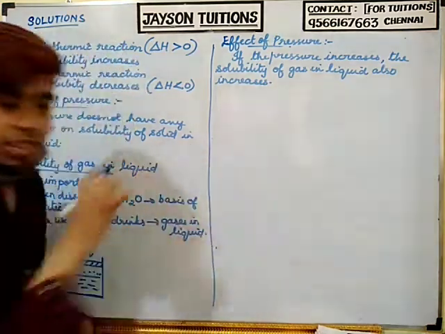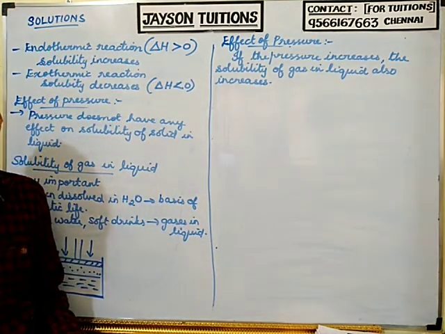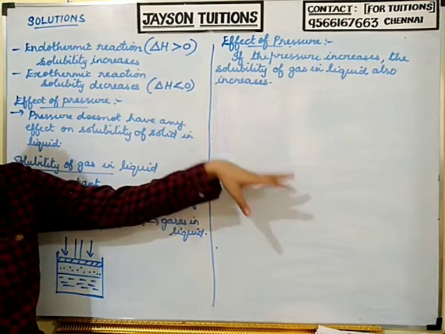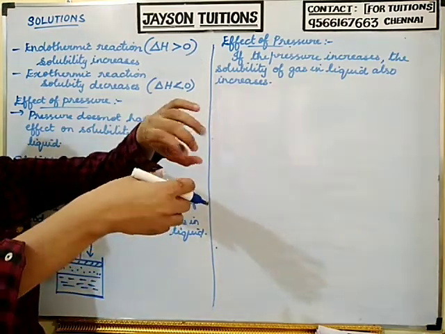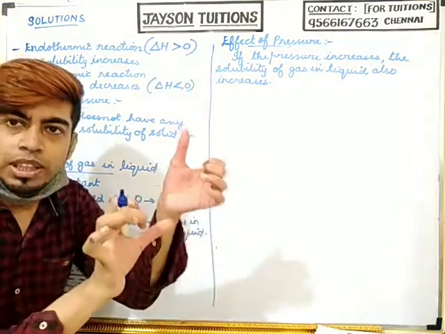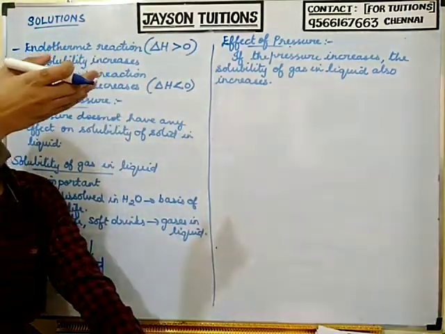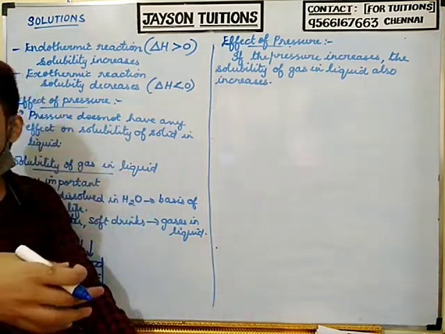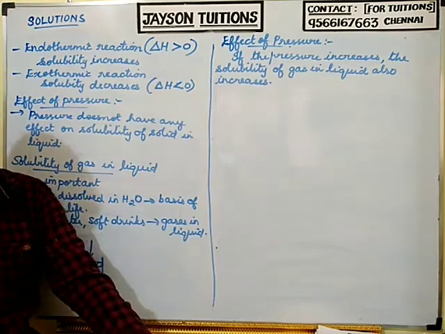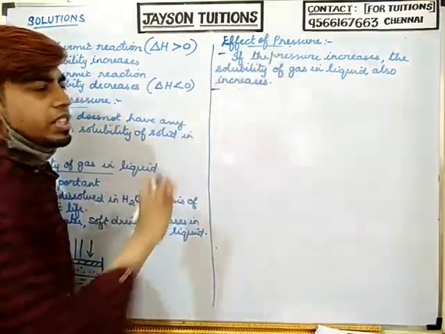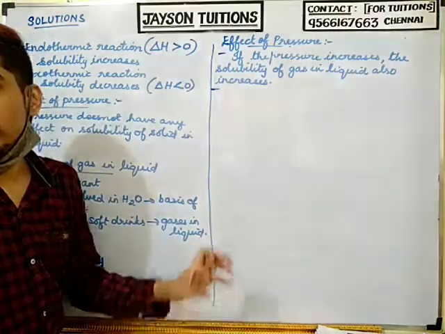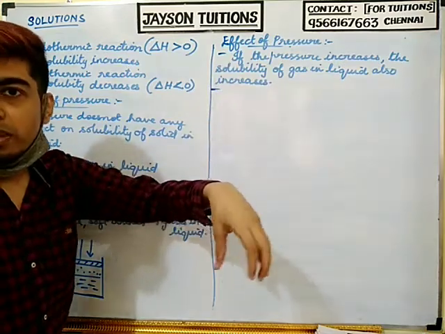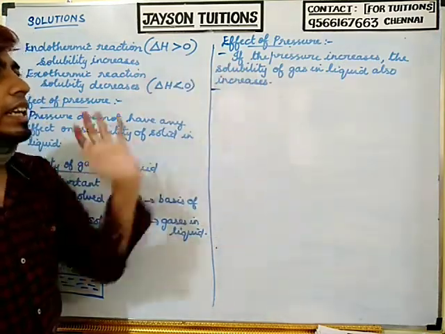Suppose I take one Pepsi bottle. In the Pepsi bottle, the carbon dioxide gas is dissolved in the Pepsi. Yes or no? It is dissolved with pressure. So when I open the bottle, the pressure is reduced, yes or no? So when the pressure is decreasing, the gas which is dissolved is coming out, yes or no? When I release the pressure, the solubility of the gas is decreasing. All the gases which are soluble, they are coming outside when I decrease the pressure.